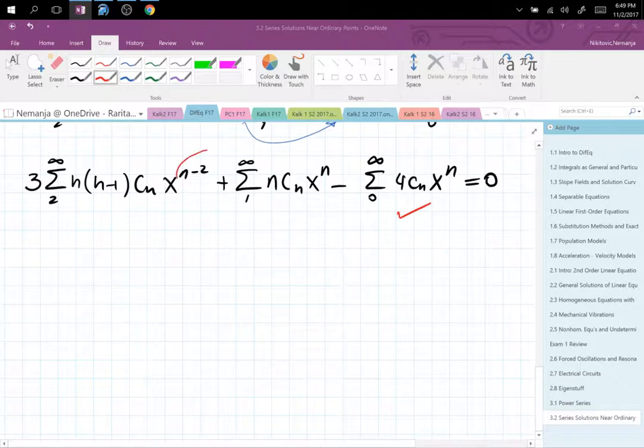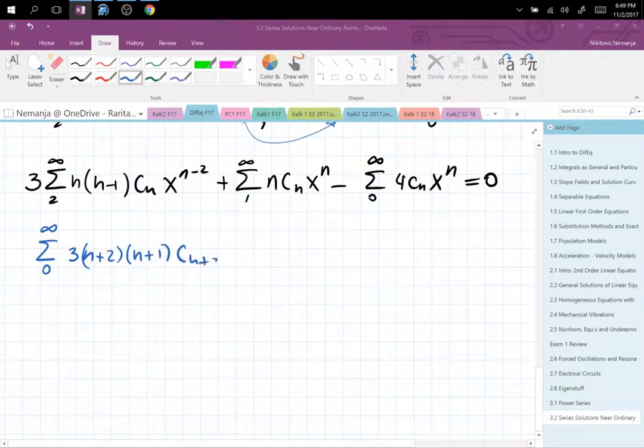Now I see that I have to shift the counter by 2 over here to get this to x to the n, but when I do that, this one will go to 0, so I'll have to peel 1 there to get to 1. All right, so shift the counter. When I shift the counter here, it will be 0 to infinity, 3n plus 2, n plus 1, cn plus 2, x to the n.